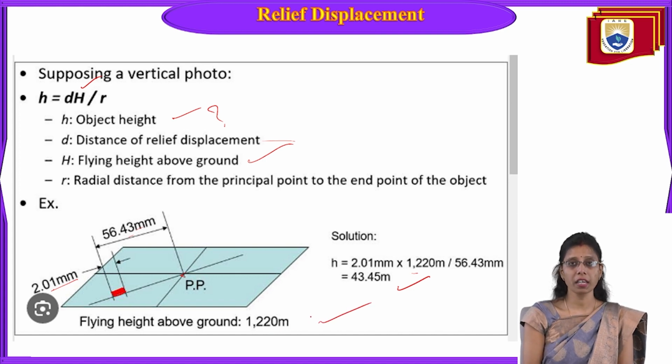So if you have the flying height of the image, then very simply, based on this formula, we can just calculate the height of the object.